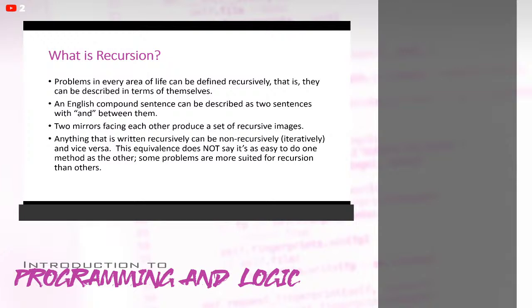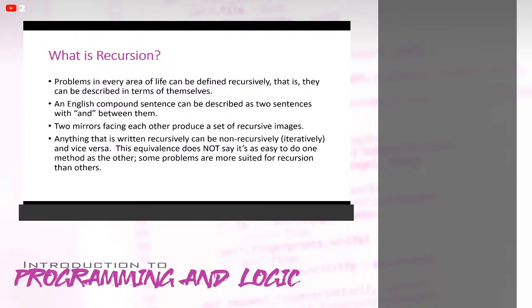So we have like an English compound sentence. That's two sentences with an and between them. Or you can think of it as like two mirrors facing one another. And when we get into the next module, we'll be talking about a while loop. And a while loop and recursion are similar concepts. Where you can use one, you can oftentimes use another, but it's not always the case. There are some problems where using recursive functions versus using a loop is more desirable.